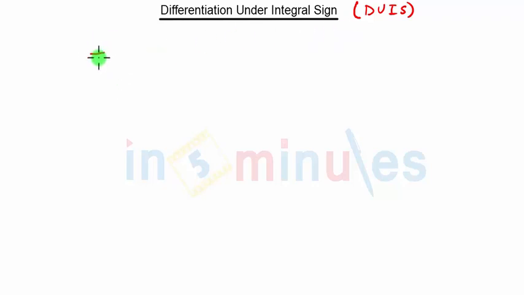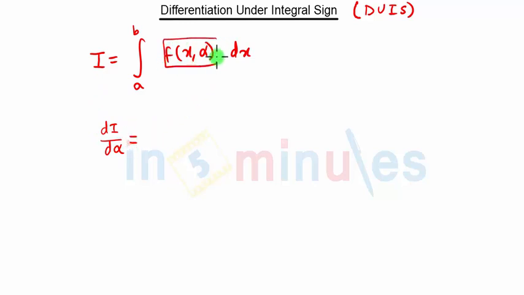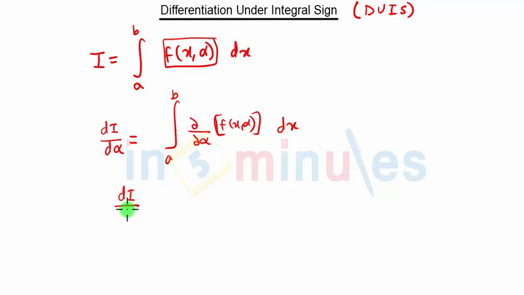If our integration is I equal to integration a to b f of x comma alpha dx, this is our integration and we have to solve it. In differentiation under integral sign, we can find dI by d alpha. That is, we will differentiate f of x comma alpha with respect to alpha. So we will get the partial derivative with respect to alpha of f of x comma alpha, and we will integrate a to b dx. Then when we solve this equation, we will get dI upon d alpha equal to some function. Then again we will integrate, and we will get I.